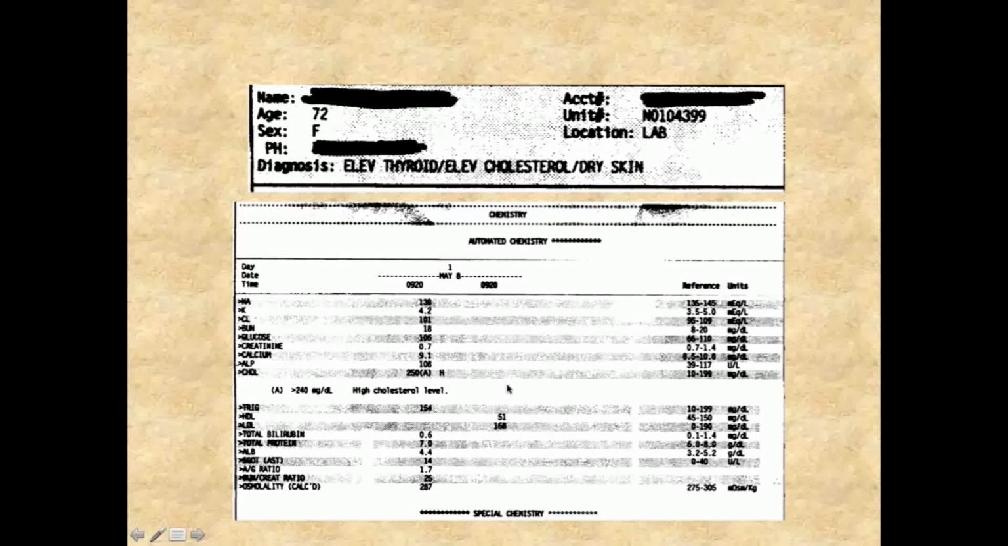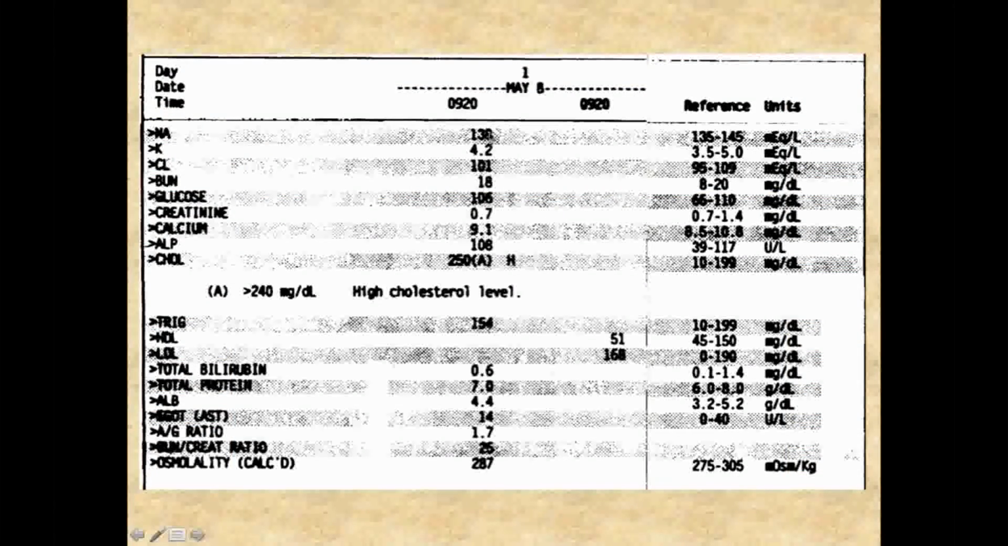This was done on May 8th in 1998, and the values I want to concentrate on are the BUN and creatinine values here. The BUN is 18, which is within the reference range here, 8 to 20, and the creatinine is 0.7, which is right at the bottom of the reference range, but still considered within normal limits.